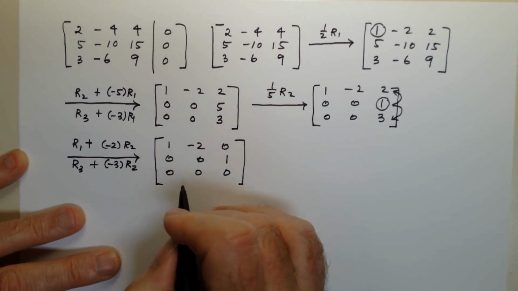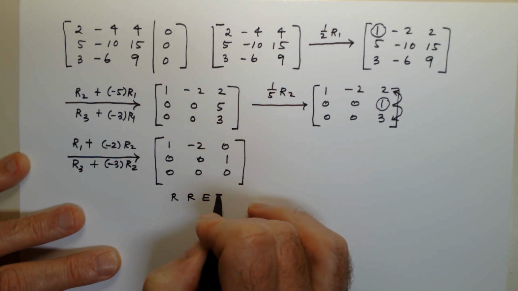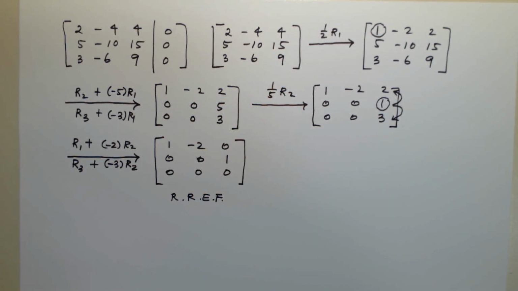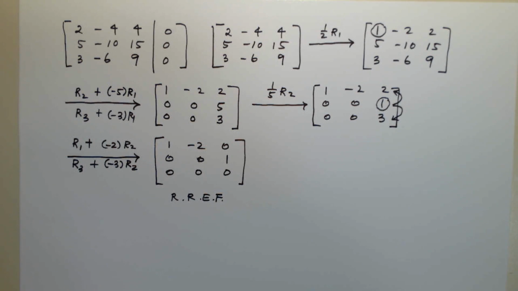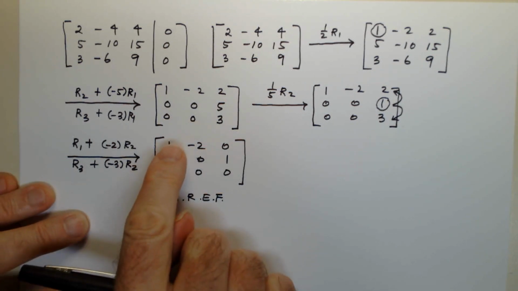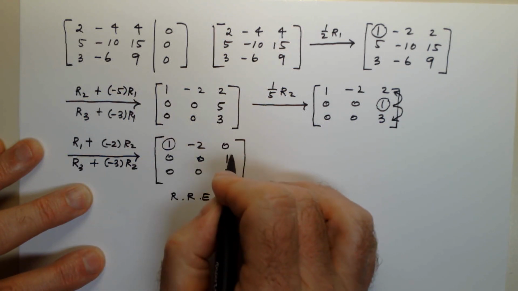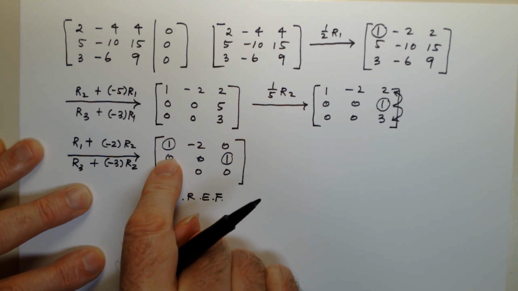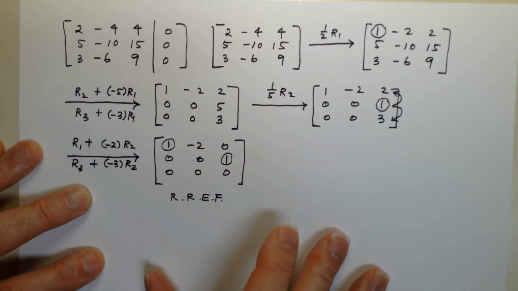And now I claim we're finally in the row-reduced echelon form. Now, let's just check to make sure, right? Are we in row-reduced echelon form? Well, we have a row of zeros, but it's appearing at the bottom, so that's rule 1. Okay, our leading entries, the 1 and the 1, conform to the rule that as I move down through the rows, the leading entries are moving to the right, so we've got that.